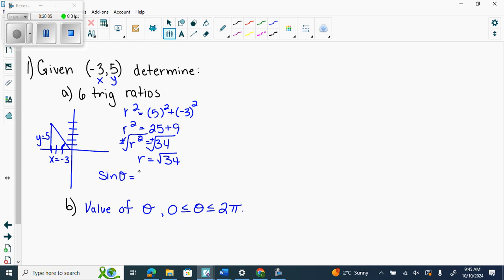So my 6 trig ratios: sine theta, sine is y over r, so I get 5 over root 34. When I rationalize that, I get 5 root 34 over 34. Sine's bestie is cosecant, so it's r over y, which is root 34 over 5. It makes sense that they're both positive. Why? What quadrant am I in? The second quadrant, and the things that are positive in the second quadrant based off of CAST are sine and its best friend cosecant. Your other 4 trig ratios should be negative.